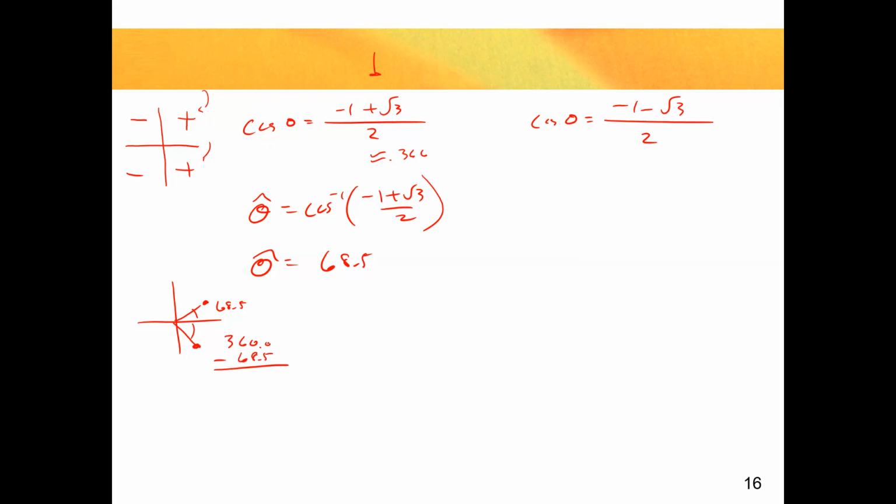So now you've got to punch in the calculator. Can you help me out? What is 360 minus 68.5? 291. 291.5, because I can subtract 5 from 10. Cool. There are my angle measurements.